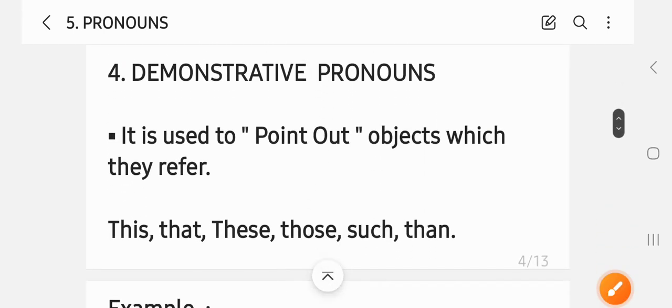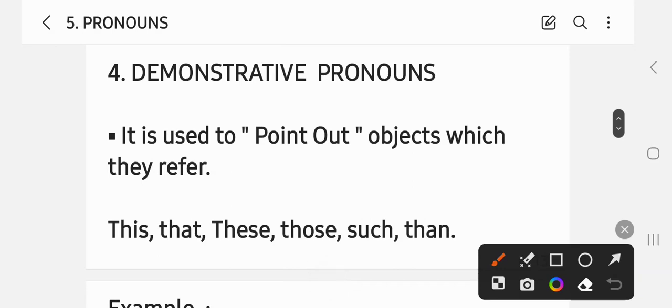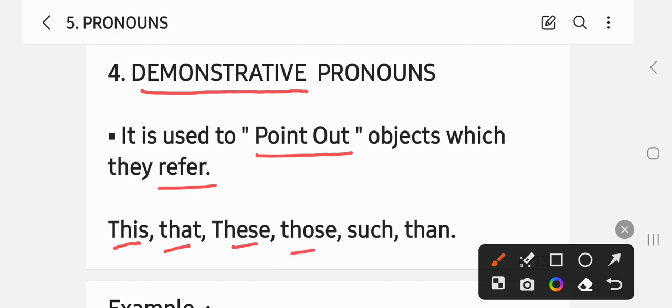Coming on to the fourth kind of pronoun, which is known as the demonstrative pronoun. As we've done earlier, a demonstrative pronoun is used to point out something, to point out objects or things to which they refer. Examples of demonstrative pronouns are this, that, these, those, such, than.